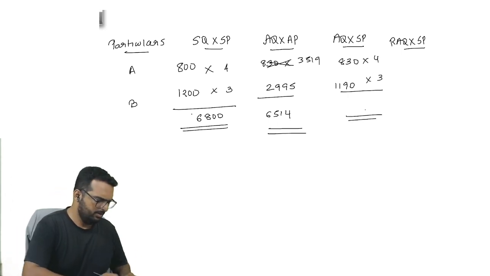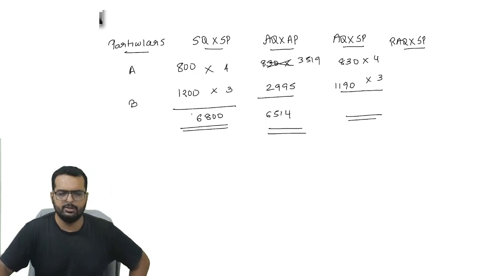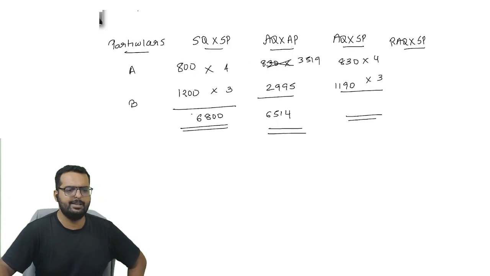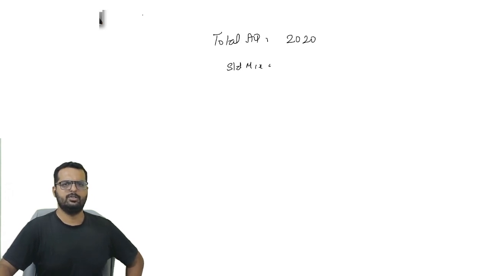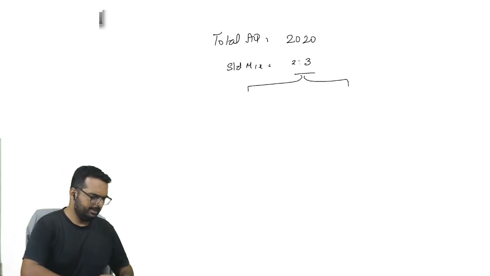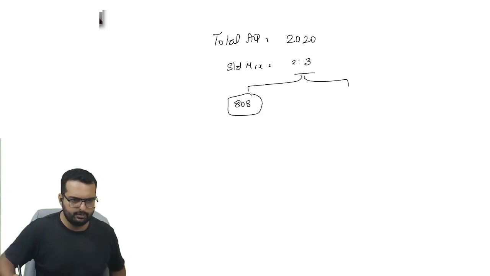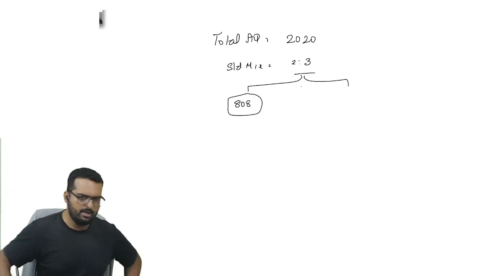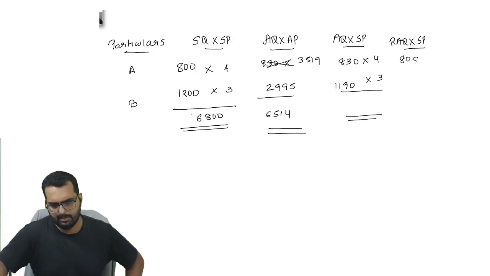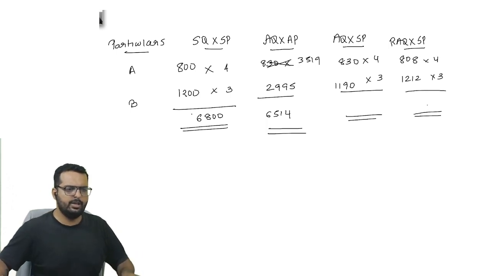RAQ, how will you find out? Total actual quantity is how much? Total AQ will be 2020. What is the standard mix that is told in the question? I think it is 2 is to 3, right? Or 4 is to 6. Fine. So based on this, if I do divided by 5 into 2, do you get the answer as 808 for the first one? And you get the answer as 1212 for the second one. Okay, please write down and finish it off now, friends.